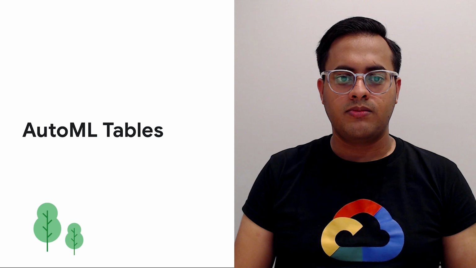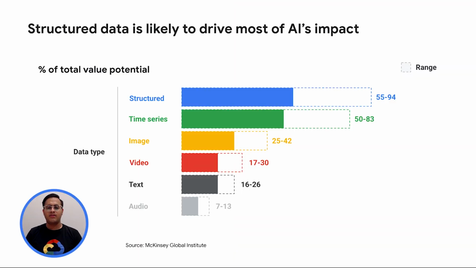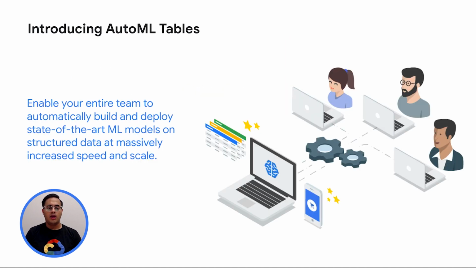AutoML Tables. According to McKinsey Global Institute, data in its basic form, structured data, is likely to drive most of AI's impact, with time series being a close second. In order to help you overcome these challenges, we decided to build AutoML Tables, a tool for enabling your entire team, data scientists, analysts, and developers. It helps to automatically build and deploy state-of-the-art machine learning models on structured data.